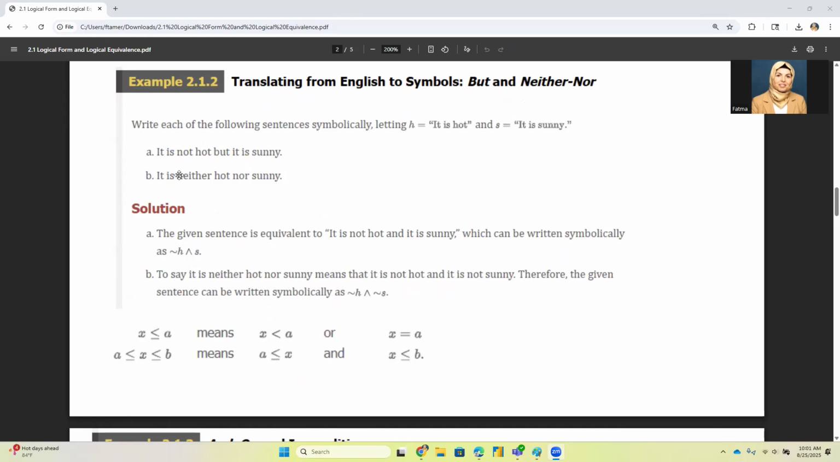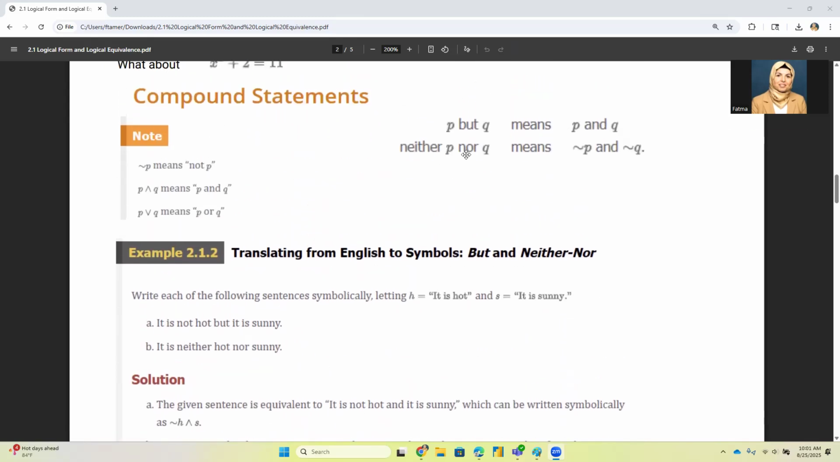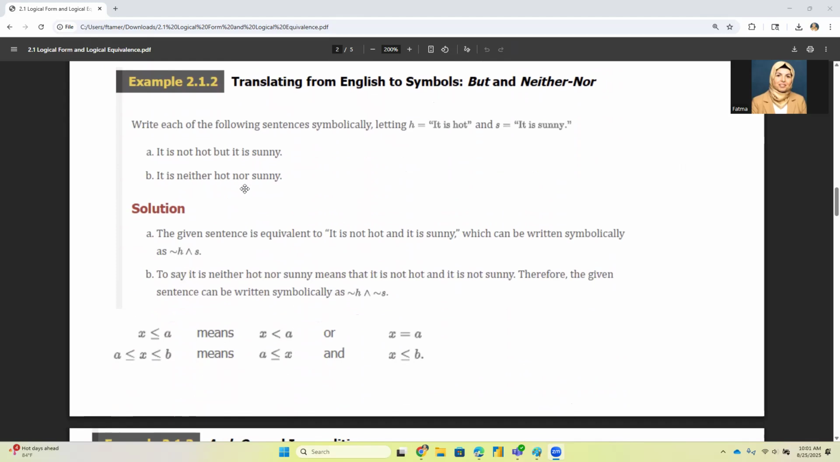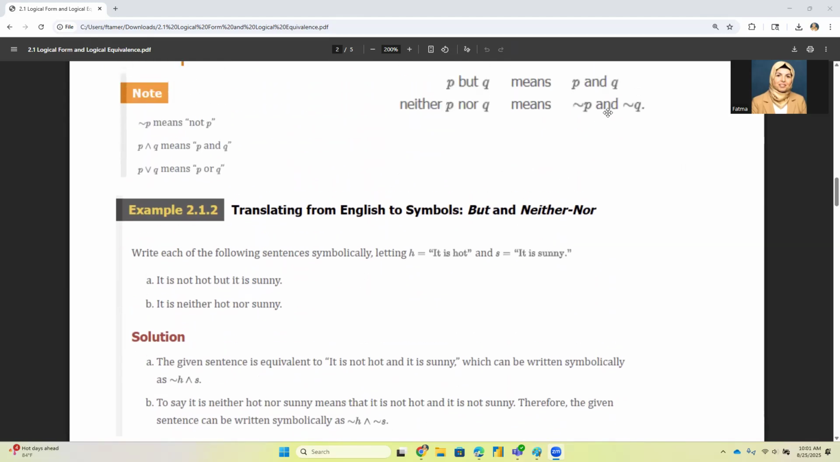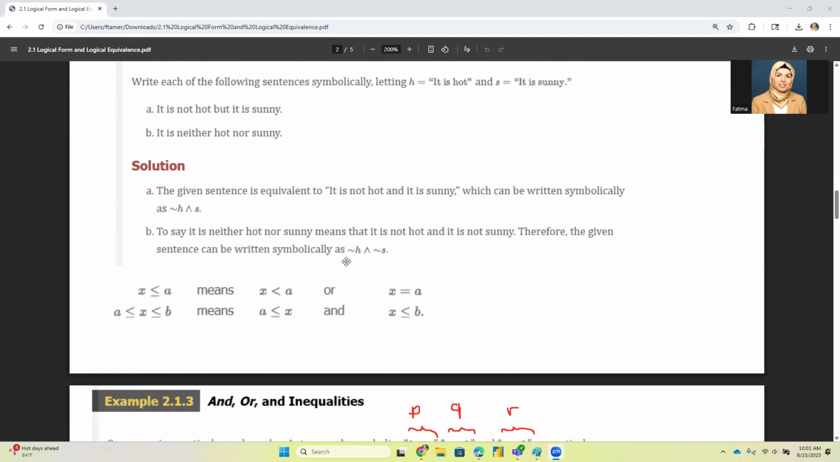Now when we look at part B, it is neither hot nor sunny. Remember, neither P nor Q is not P and not Q. So neither hot, so it's not hot, and it's not sunny, so it's not S. And we're going to combine them with an and. So this is what this English sentence is going to be written in logic: not H and not S.